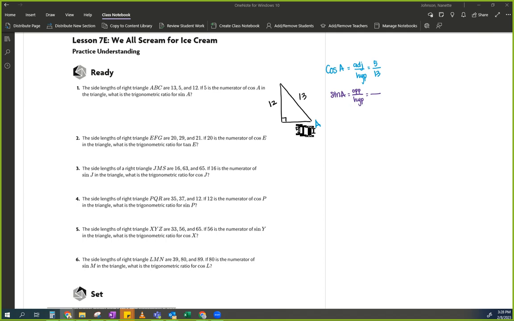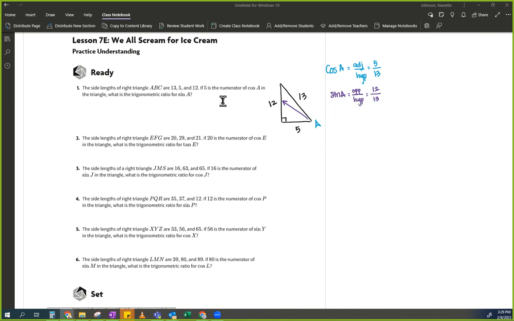Now I just need to know who's opposite. So reading this clue, we got this, and now we know that the opposite is this side across from angle A, this guy, right? So that means I have to put a 12 on the top. Now, some of you are thinking, Ms. Johnson, you didn't need to draw this picture. I know, right? But the picture verifies and validates all of your thinking right here.